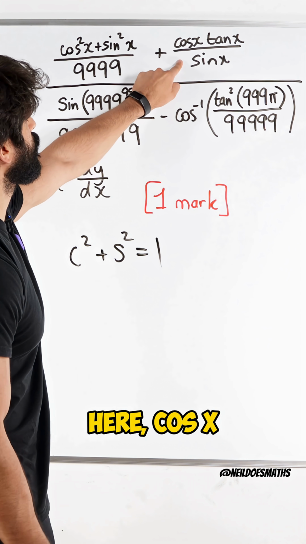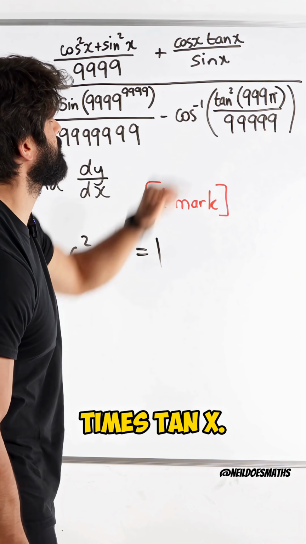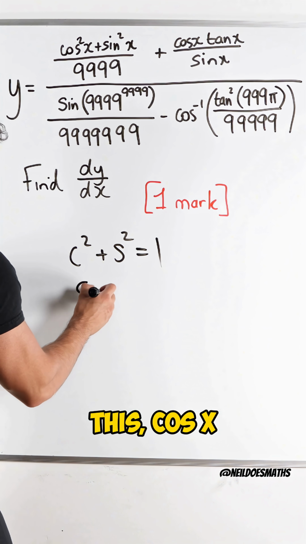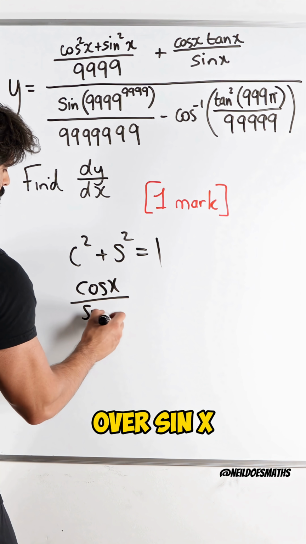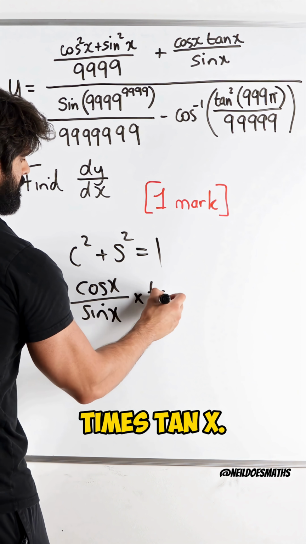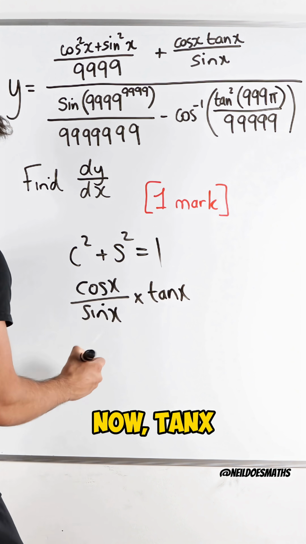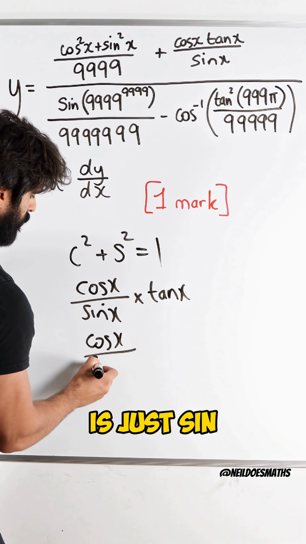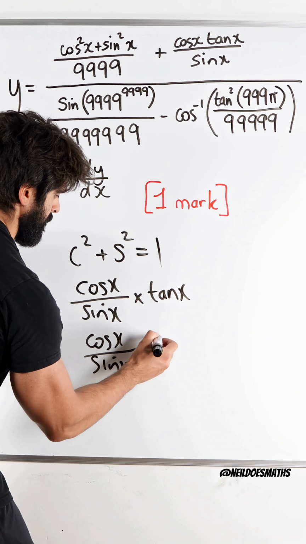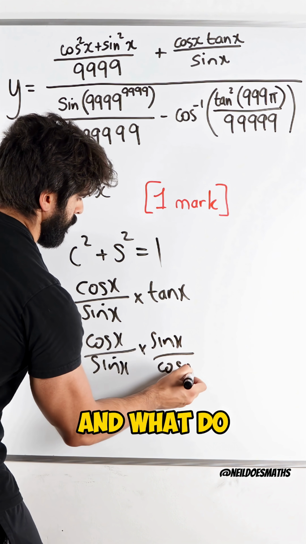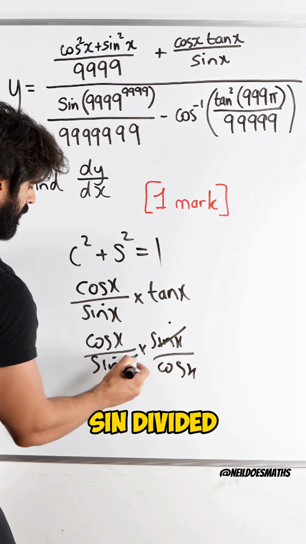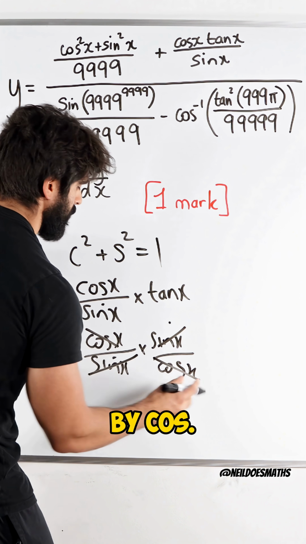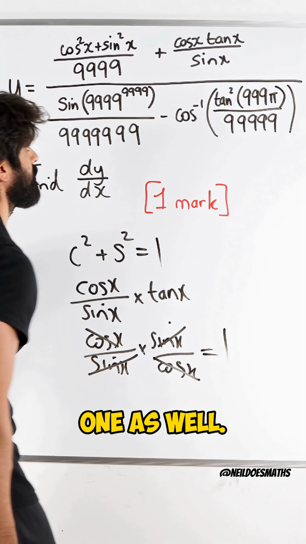This over here, cos x over sine x times tan x, so you can rewrite it like this: cos x over sine x times tan x. Now tan x is just sine over cos. And what do you notice? Sine divided by sine, cos divided by cos. The whole thing just simplifies to 1 as well.